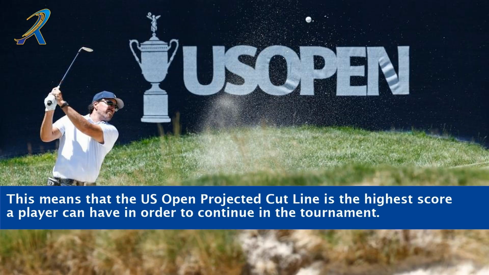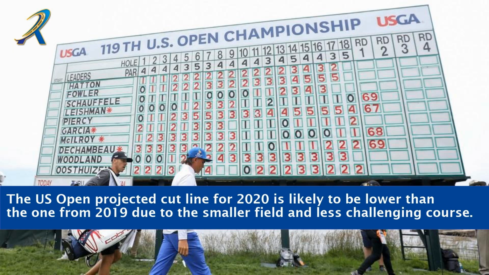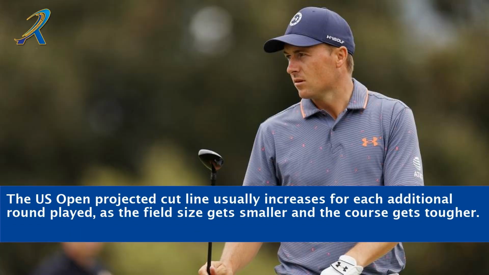This means that the US Open projected cut line is the highest score a player can have in order to continue in the tournament. The US Open projected cut line for 2020 is likely to be lower than the one from 2019 due to the smaller field and less challenging course. It usually increases for each additional round played, as the field size gets smaller and the course gets tougher.